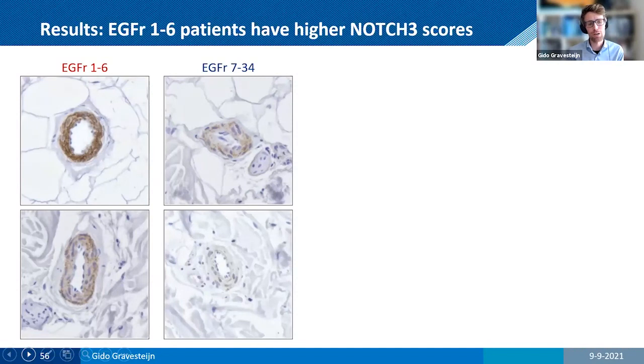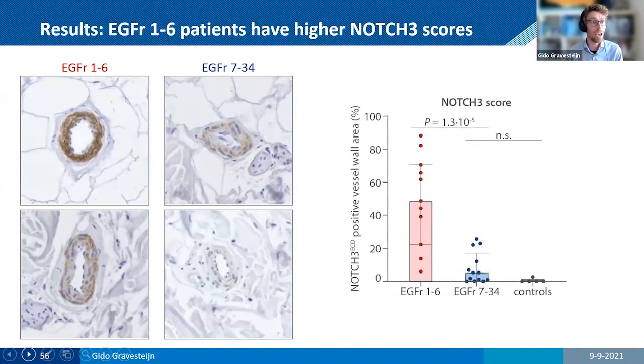And although I only show you 2 examples here, we assessed many vessels per individual. And in the next graph, each dot represents the average of one individual. And we see a massive difference between 1 to 6 mutations and 7 to 34 mutations. So we were very happy to find it, but we wanted to check it further. So we also took a look at the electron microscopy data on the next slide.